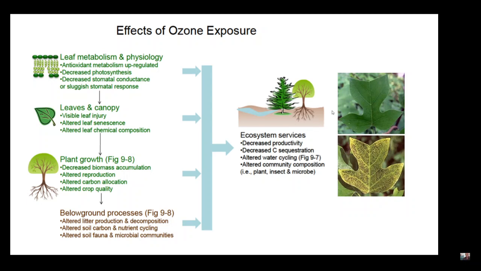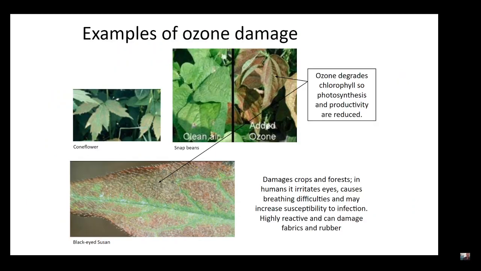Sequestration. Hold on. Sea sequestration. All right, let's go with that. Altered water cycling, altered community composition, i.e., plants, insects, and microbes. Guys, don't laugh, right? Sometimes some of these terms are pretty difficult, but understanding the process of them is paramount to environmental science. But obviously, we have this real breakdown of plant life when there's ozone around it, right?